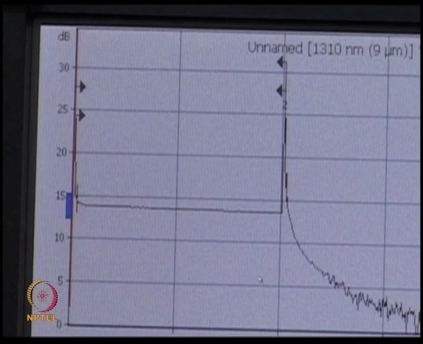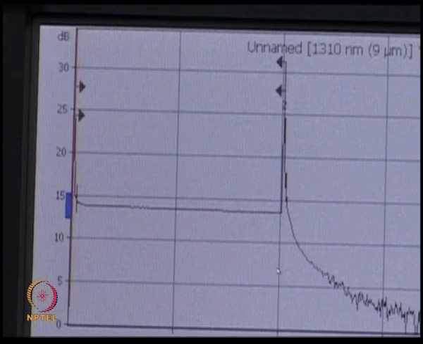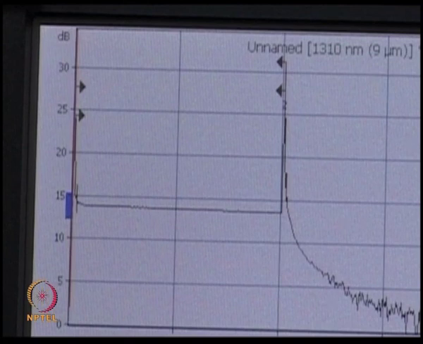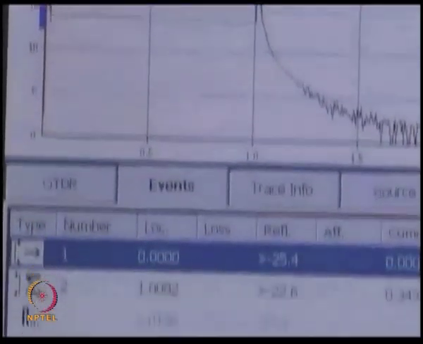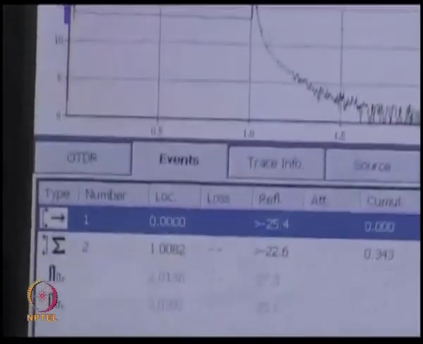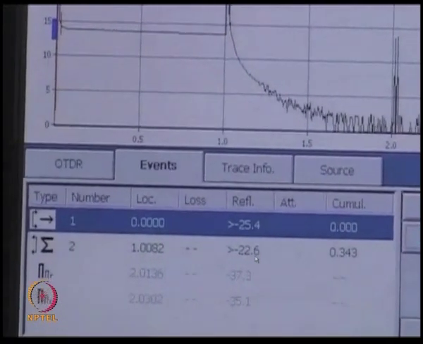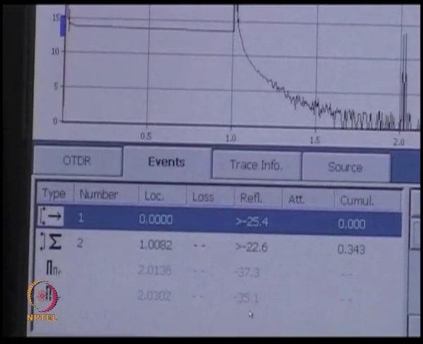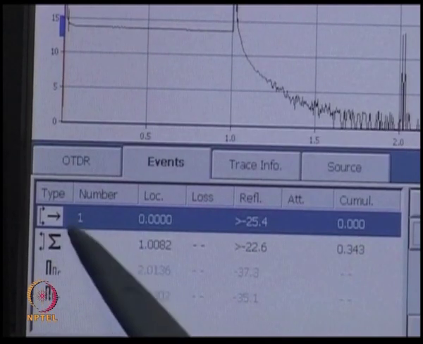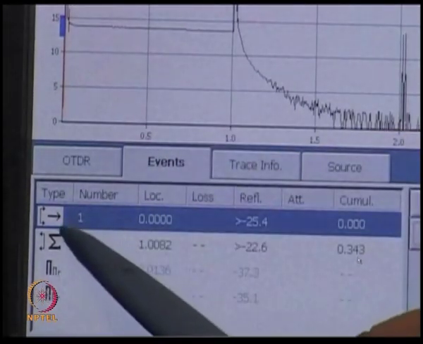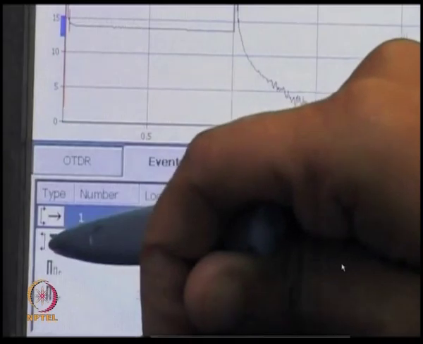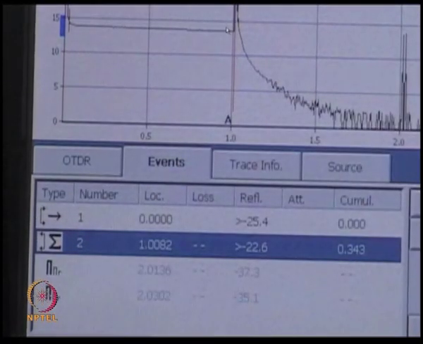So this is a 1 kilometer long spool of optical fiber. We can again see the analysis. These are the reflections which you are seeing from different locations. And that is the loss you see here, 0.343 dB, which is over a distance of this 1 kilometer.